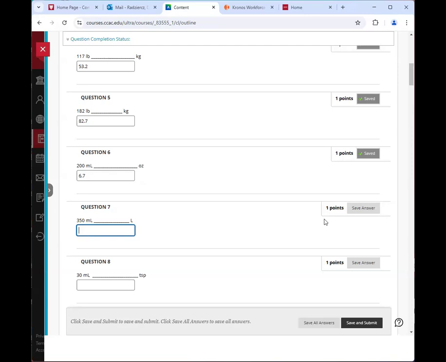So 350 mLs to liters is just another conversion. We're going to move our decimal 1, 2, 3 to the left. So we're just going to get 0.35, but I'm going to write .35 because I want to show you how that gets marked wrong.